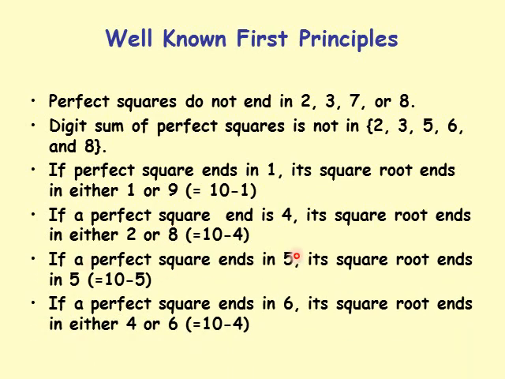If a perfect square ends in 5, its square root ends in 5, and 5 is its own tens complement, so it does not have another digit to worry about, only 5. If a perfect square ends in 6, its square root ends in either 4 or 6. Again, 4 and 6 are tens complements of each other.